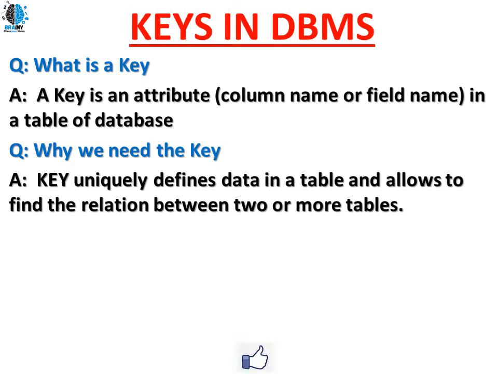Key uniquely defines data in table and allows to find relationship between two or more tables. What does it mean? If you don't have keys, you will not be able to identify the data, unique data or different type of data in tables. What's the key? Key is nothing but attributes or the column name or the field name.